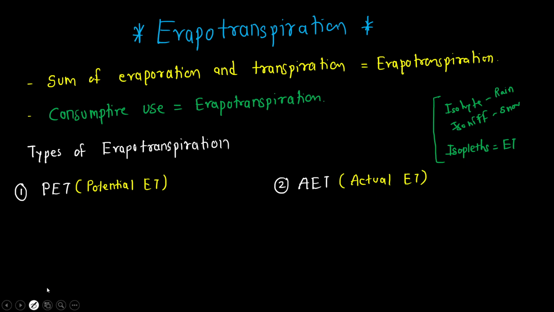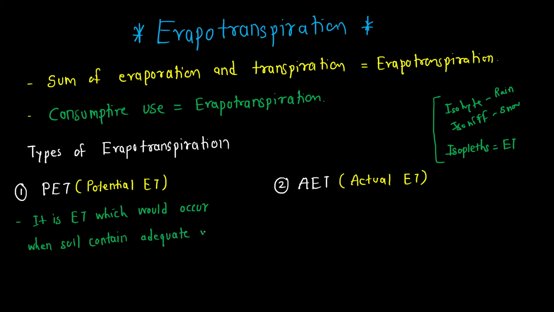Now what is the potential evapotranspiration? It is the evapotranspiration, that is sum of evaporation and transpiration, which would occur when the soil contains adequate water to meet the needs of plant.